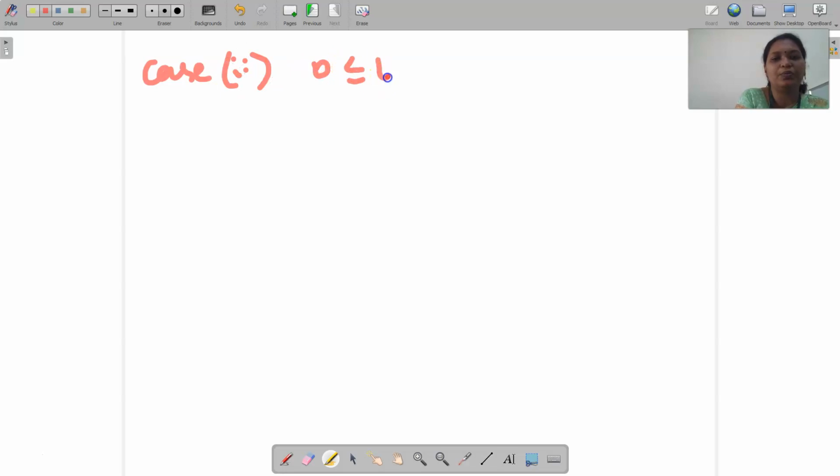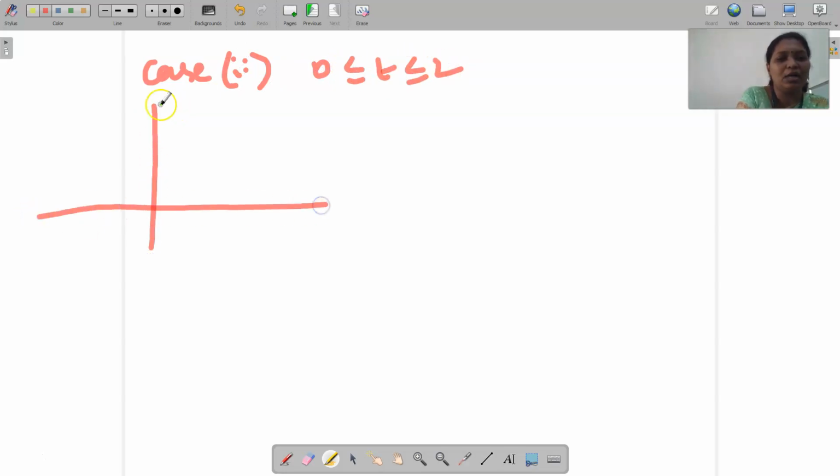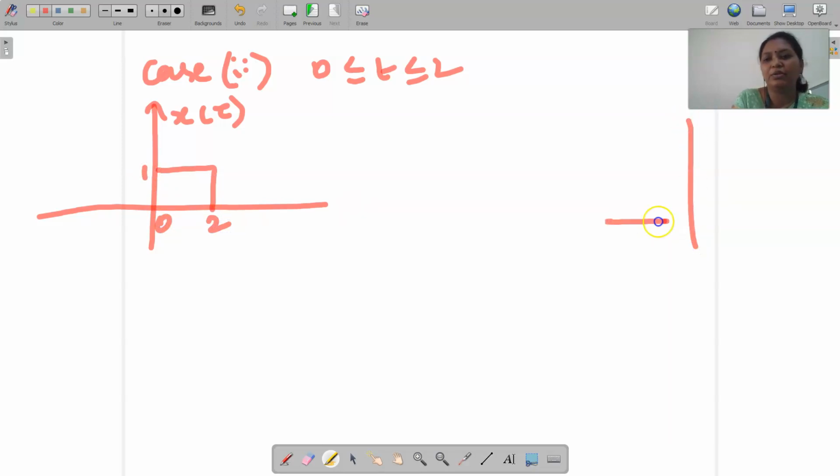Second case is 0 to 2. First of all, I need to draw x of tau as it is. What is the value? It is 0 to 2, the amplitude is 1. Okay, and I need to roughly draw your h of t minus tau diagram.